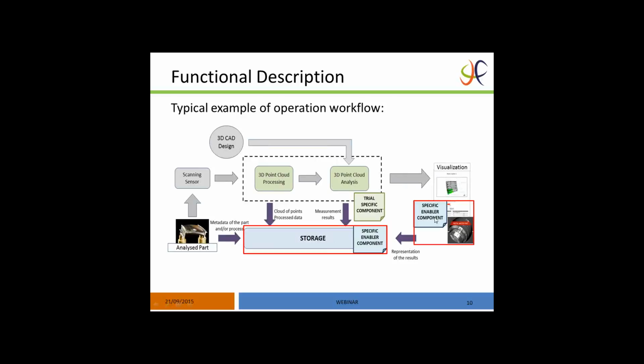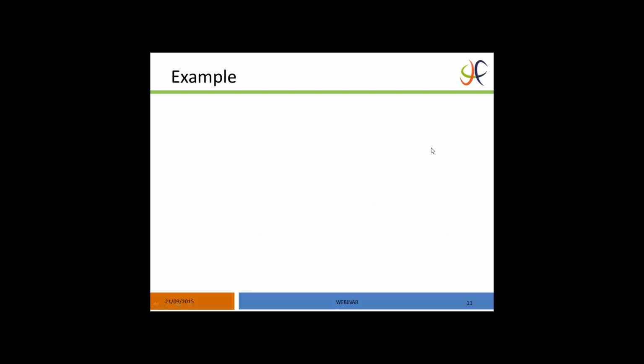So here in the visualization module that also belongs to the specific enabler, we can visualize all the intermediate results. As I've said, we could visualize directly the 3D point cloud here, but we can also visualize the results of this comparison of the CAD design with the real analyzed part. And this is the other module of our specific enabler. As I said, this center part is a private component that is out of scope of this presentation, although it is inside the FITMAN project.